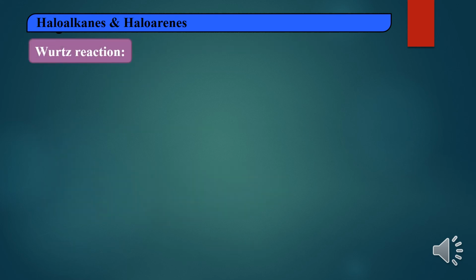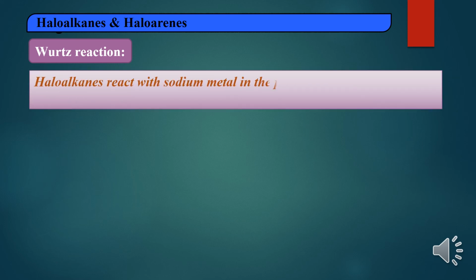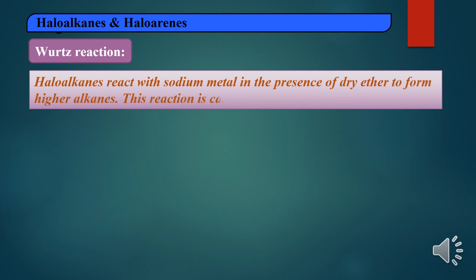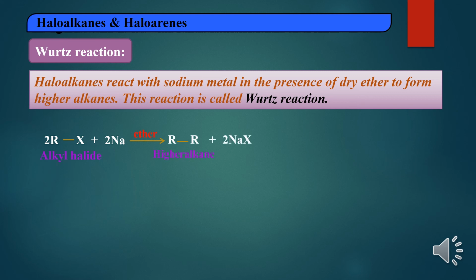Next one, Wurtz reaction. Important. It is also a repeatedly asked question. In Wurtz reaction, haloalkanes react with sodium metal in the presence of dry ether to form higher alkanes. This reaction is called Wurtz reaction. Now take an example. Alkyl halide. 2 moles of alkyl halide react with sodium metal in presence of ether. It gives a higher alkane. You are removing 2 NaX as a byproduct, and the 2 alkyl groups, whichever you have taken, are joined and they will make a higher alkane.